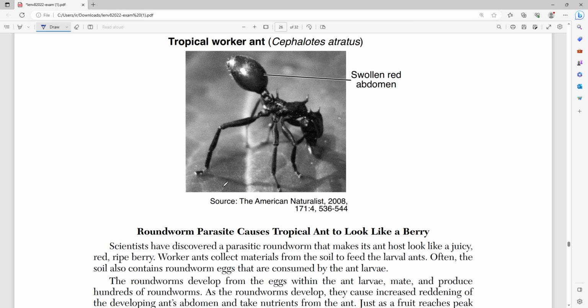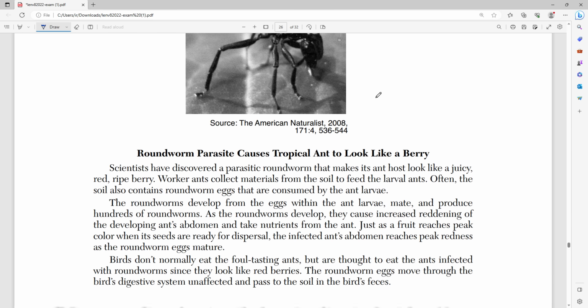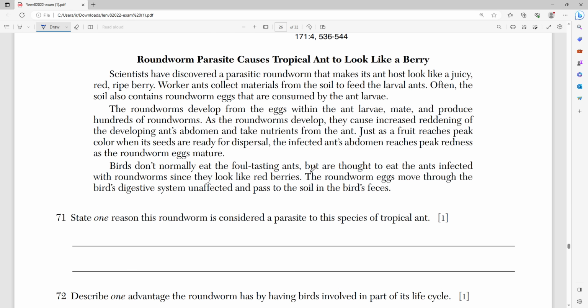So moving on to number 71 and 72. So this is a swollen red abdomen, apparently. It's black and white, so I can't see that. Right, so scientists have discovered a parasitic roundworm that makes its ant host look like a juicy, ripe berry. Worker ants collect materials from soil to feed larval ants. Often the soil contains roundworm eggs that are consumed by the ant larvae.